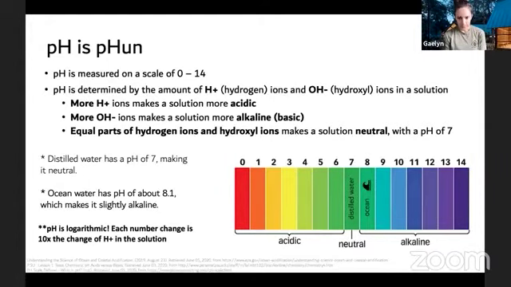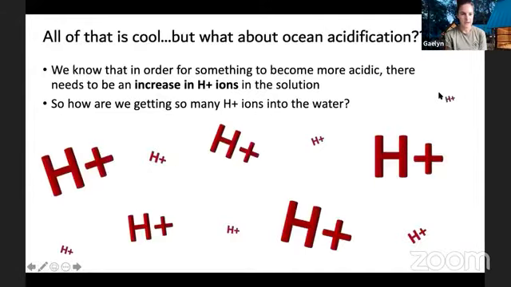So why do we care? Why do we care that the ocean's acidification is changing, and how is that going to affect us? We know in order for something to become more acidic, there has to be an increase of hydrogen ions. So where are all of these hydrogen ions coming from? Let's look at that in the formula.